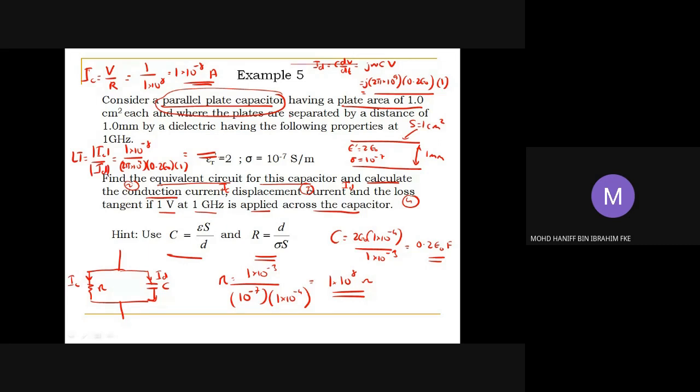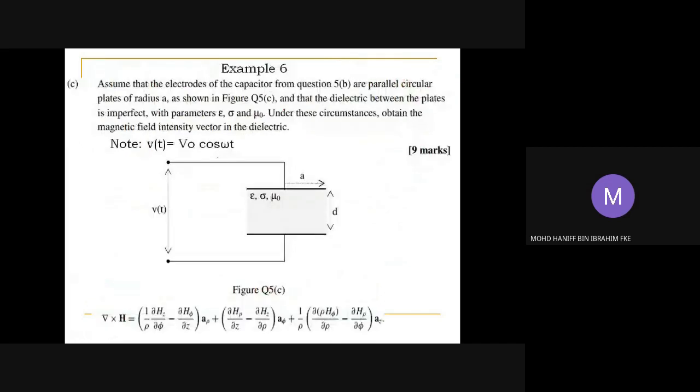Okay, I hope it's clear, yeah? This is example number 5. Okay, so we can now proceed with example number 6, yeah? Example number 6. Okay, so this is a sample of past year's question.